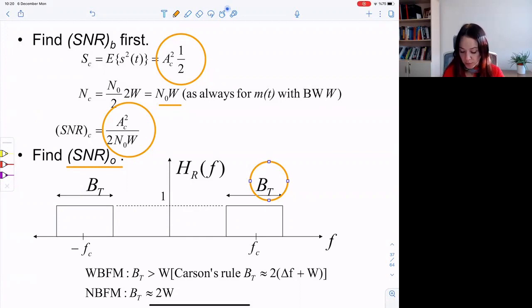And from Carson's rule, as you know, we have the approximation that the bandwidth is 2 times delta F plus W, or twice beta plus 1 times W. In the wideband case, it's approximately 2W, but this case is not interesting because it's identical to conventional AM, so no need to analyze that.